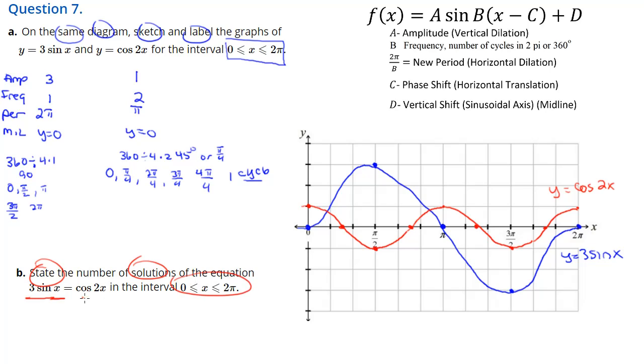So take a look at part B. State the number of solutions. If they're equal to each other, well, that's where they intersect. In this case, we've got 2 of them.